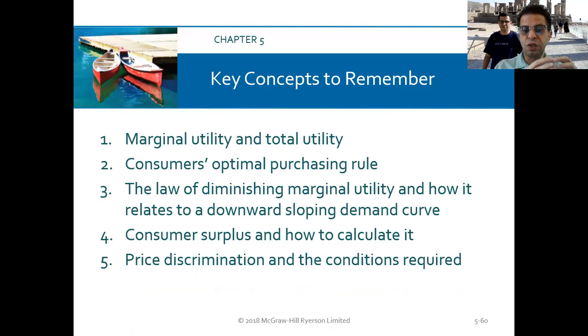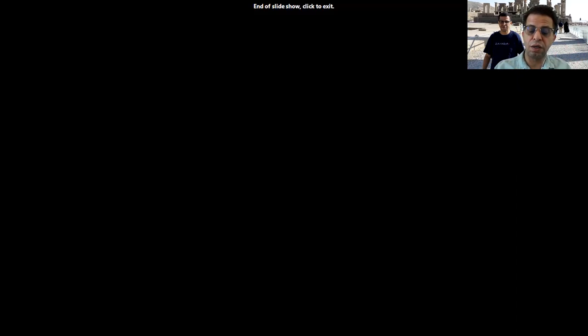So at the end of the chapter, we spoke about marginal utility and total utility, the consumer optimal purchasing rule, the law of diminishing marginal utility and how it relates to a downward sloping demand curve, consumer surplus and how to calculate it, and price discrimination and the conditions required.